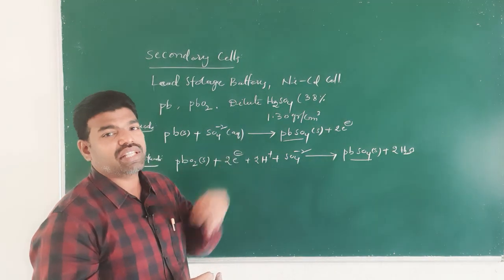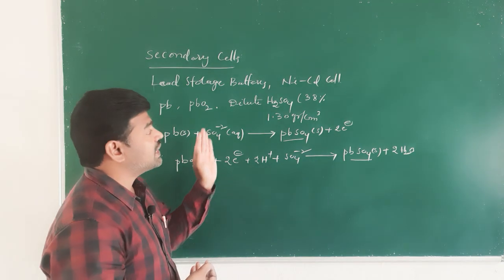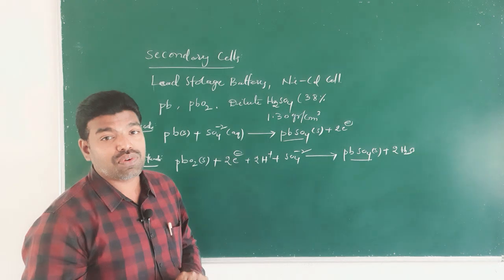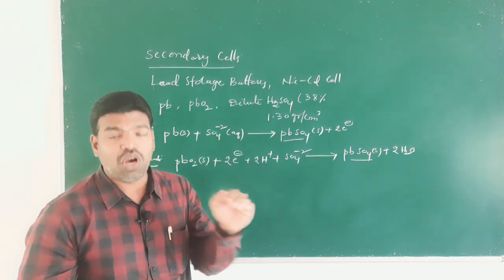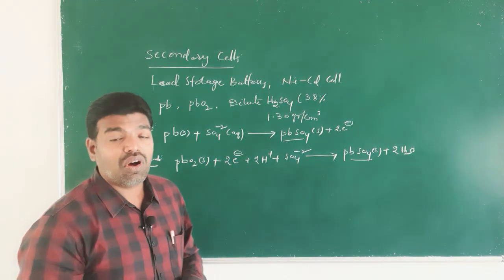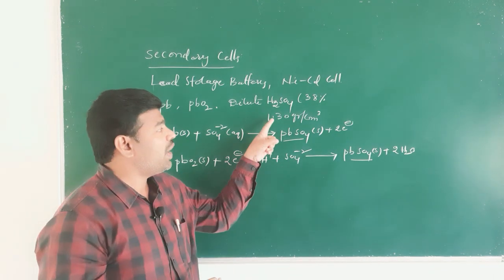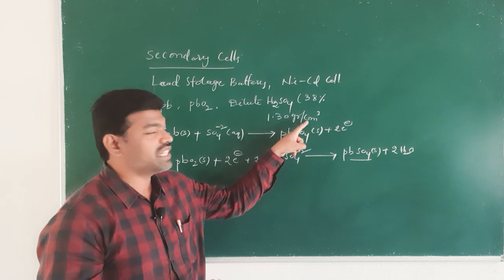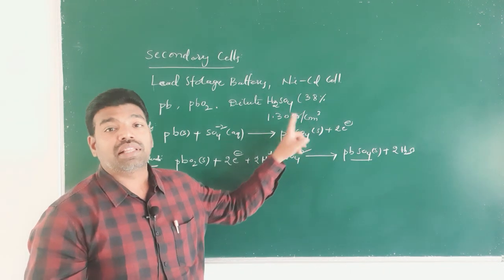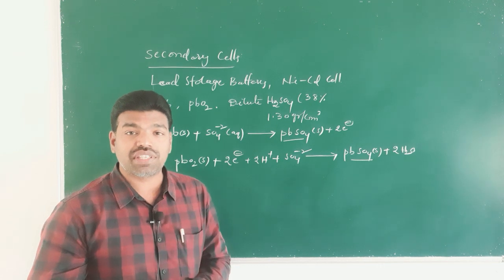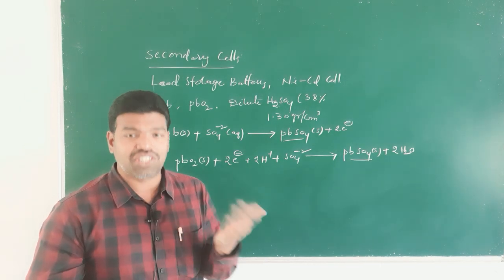during the discharging, the density of H2SO4 solution falls down. When the density of H2SO4 falls below 1.30 grams per centimeter cube, that indicates that in such a situation the cell needs recharge.